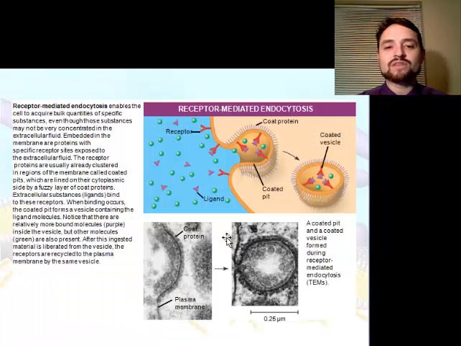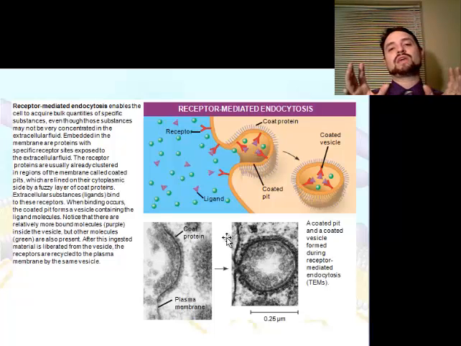The last one here is receptor-mediated endocytosis. This would have receptors on the outside of the cell, and whenever those receptors have a signal that attaches to them, it causes the cell to just take in massive amounts of stuff on the outside. Very cool as well. We'll look at this a little bit more in class too.